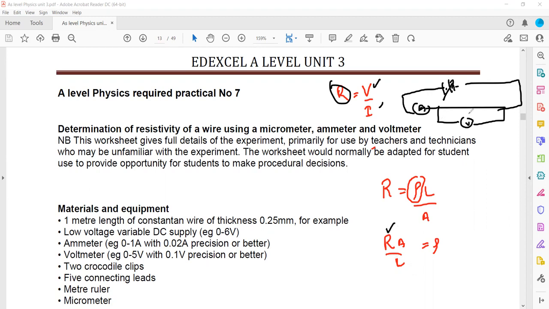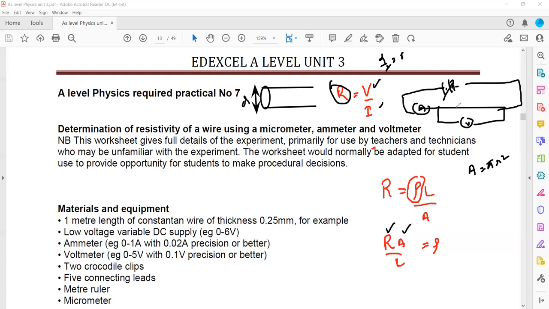How to get the area of the wire? Area of cross section of wire, A equals pi r squared. First we'll determine its diameter. Using a micrometer, we'll determine the diameter of the wire, and from the diameter we'll get the radius, because half of the diameter will be the radius, and using the radius in A equals pi r squared, we'll get the area.